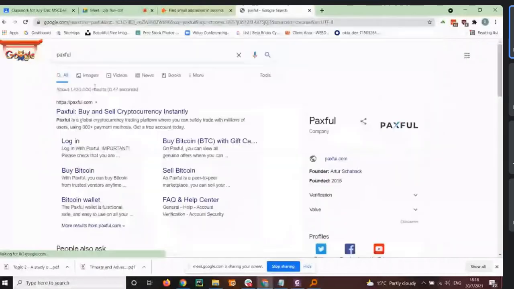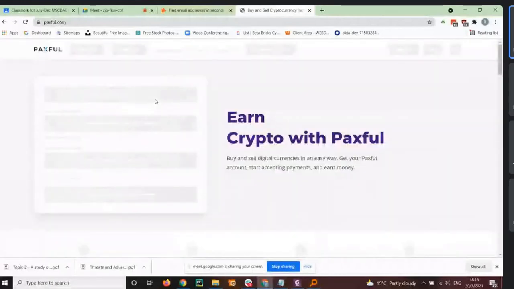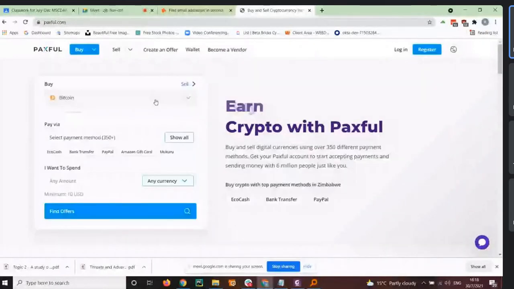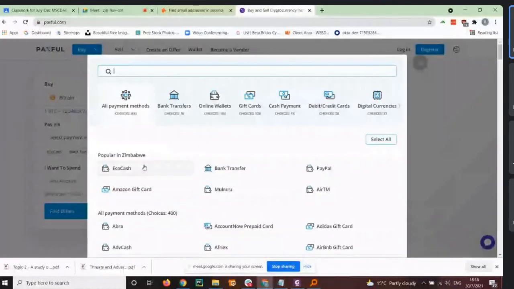What Paxful does is it typically works in countries where cryptocurrency or Bitcoin is restricted. It links you to another person within the area or within the same country that you are in. What you do is cash out, be it EcoCash, money transfer, or PayPal, and you want to buy a certain amount of Bitcoin. So you pick how you want to make the payment, if it's via EcoCash, and the amount you want.